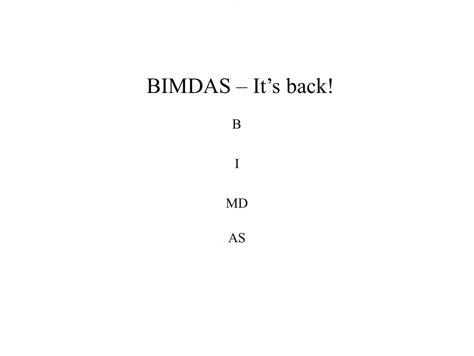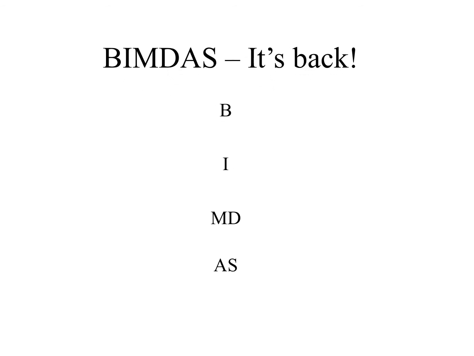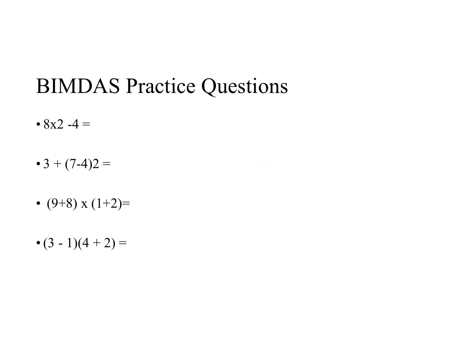BIMDAS, this is something you would have been familiar with last year. It's basically just the order of operations. So if we're given a question to do, we do the brackets first. Then we do the indices. Then we do multiplication and division going from left to right. And then we do addition and subtraction going from left to right. Again, that's more of a recap, not really the focus of the video. There's a few practice questions there if you want to have a go at them.